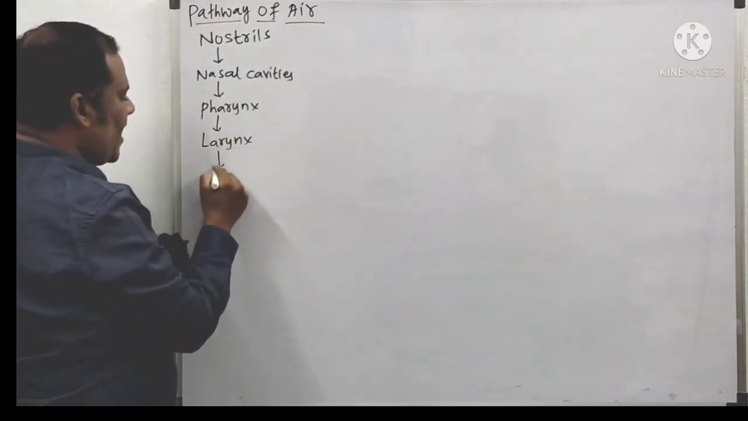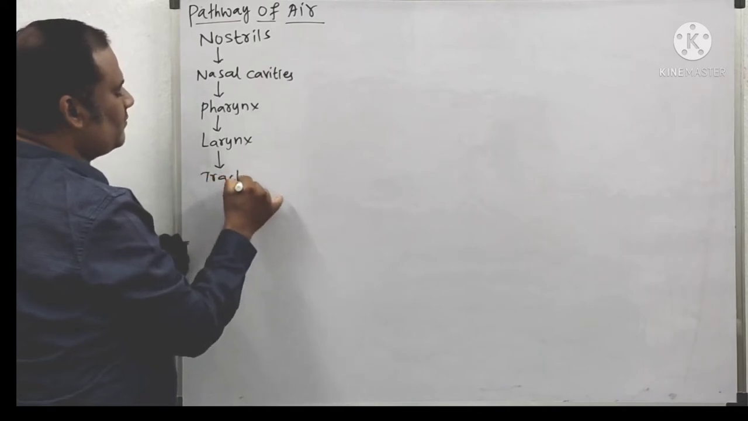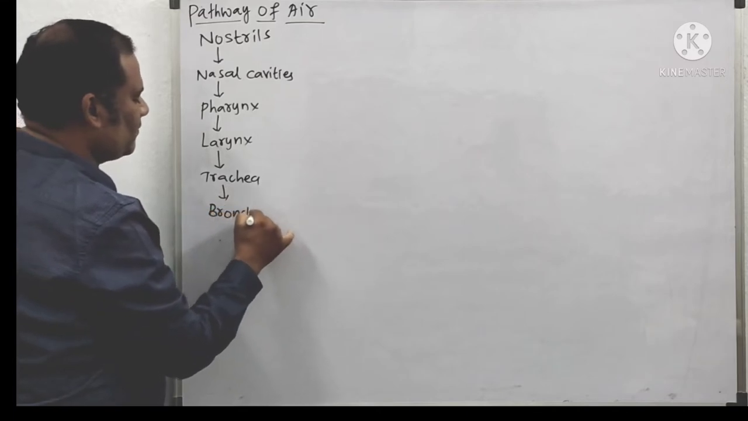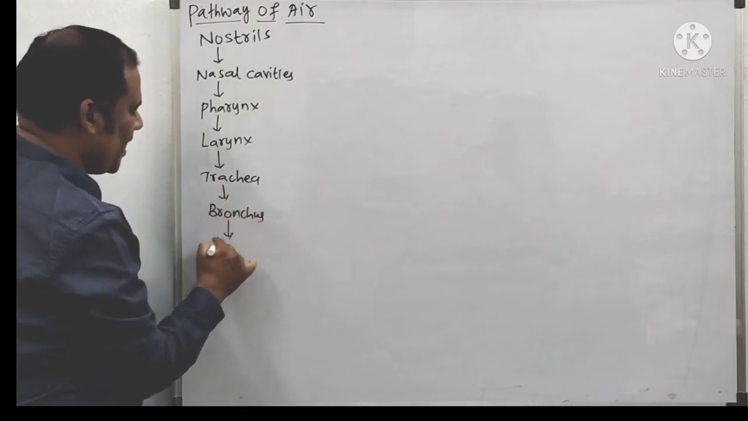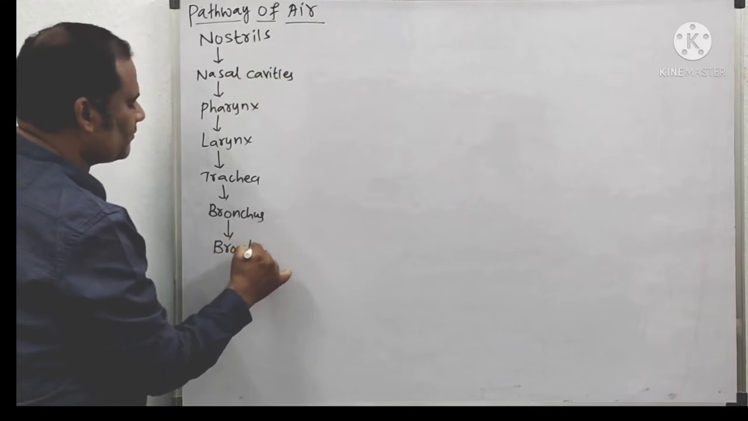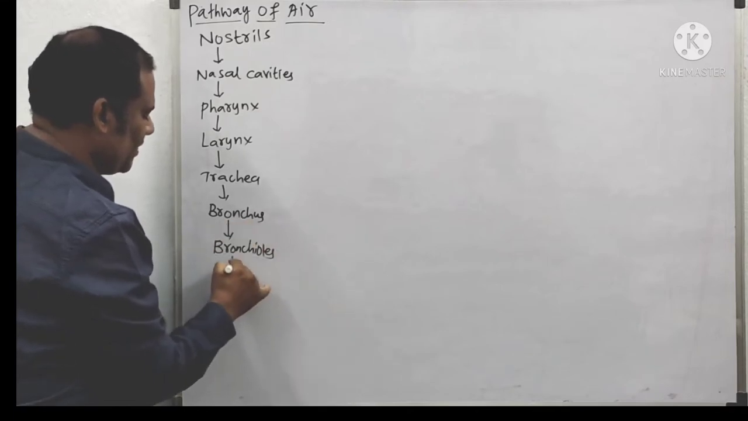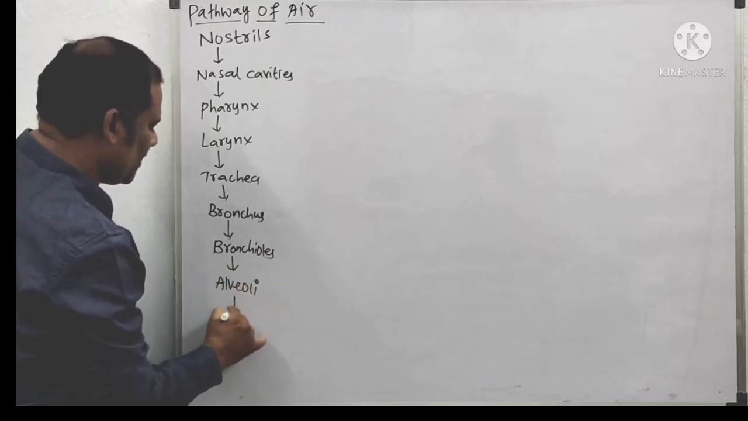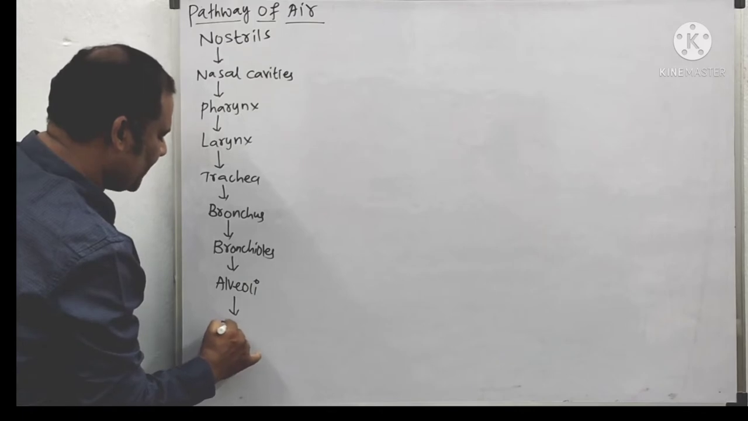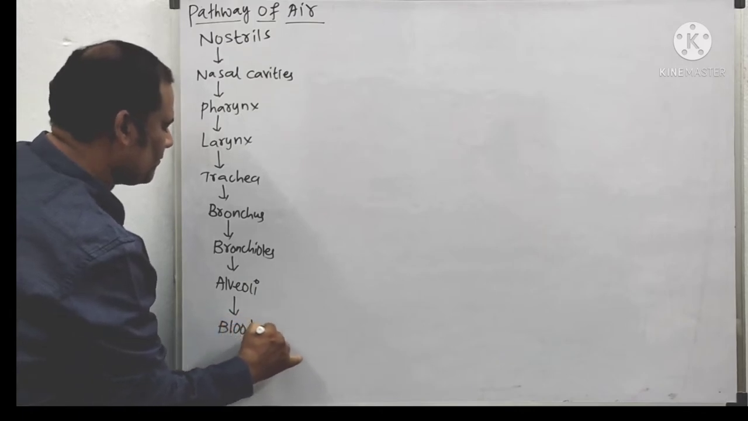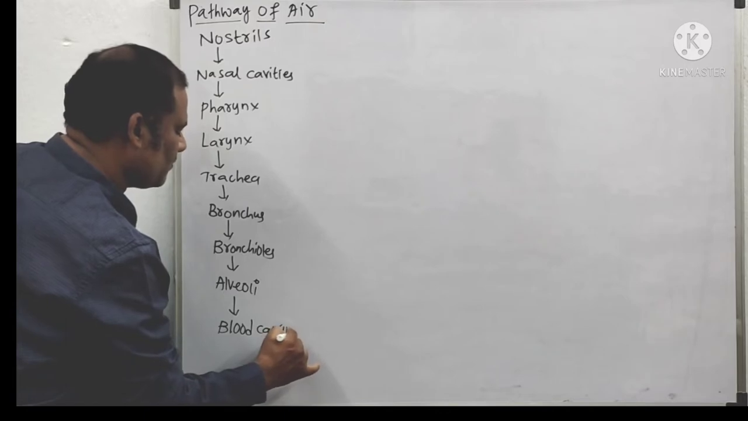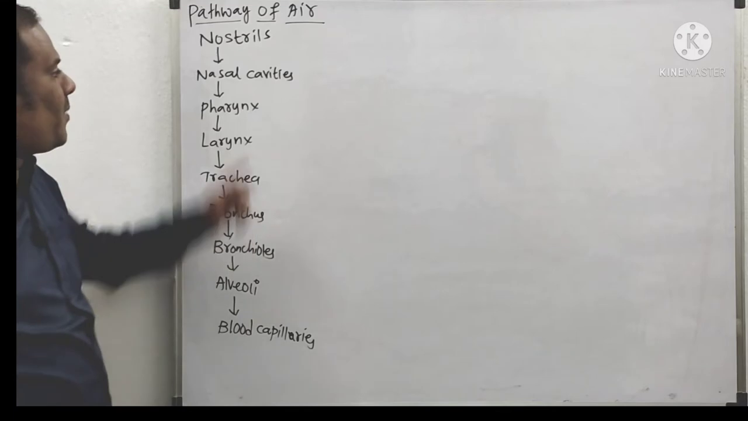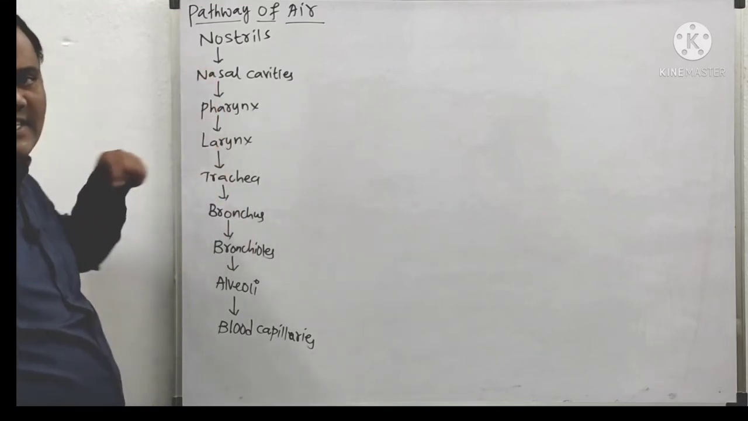Before that, pharynx to larynx, larynx to what? Trachea. Trachea to bronchus. Bronchus to bronchioles. Bronchioles to alveoli. Alveoli to blood capillaries. So this is about the parts of the human respiratory system.